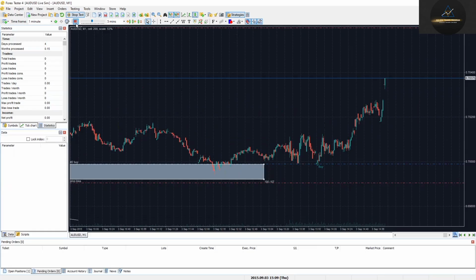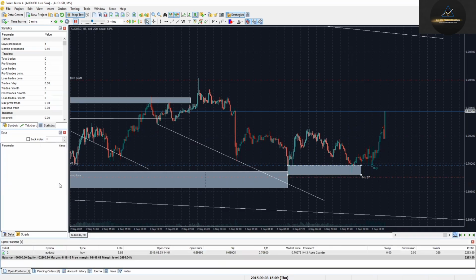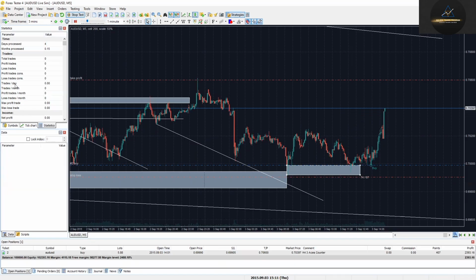Oh, wow. Let's head back over to the 5 minute. So that, as you can see, was a really nice sniper entry. Let's see the current position, let's slow it down a little bit. So let's go down to the 1 minute. So let that play out. We can see here, that was a 5.88 lots trade.